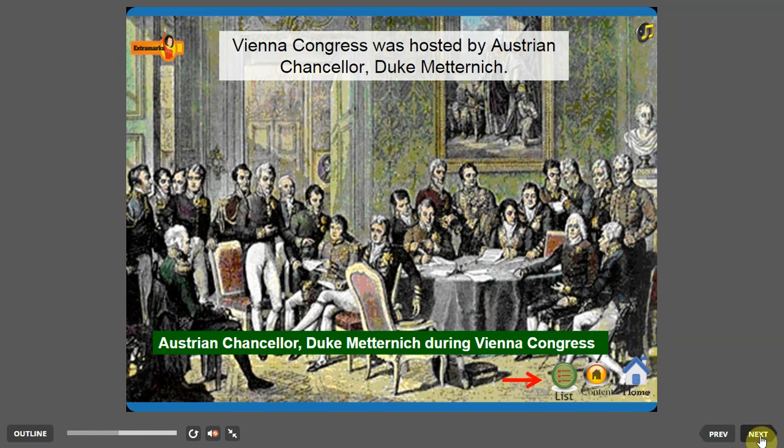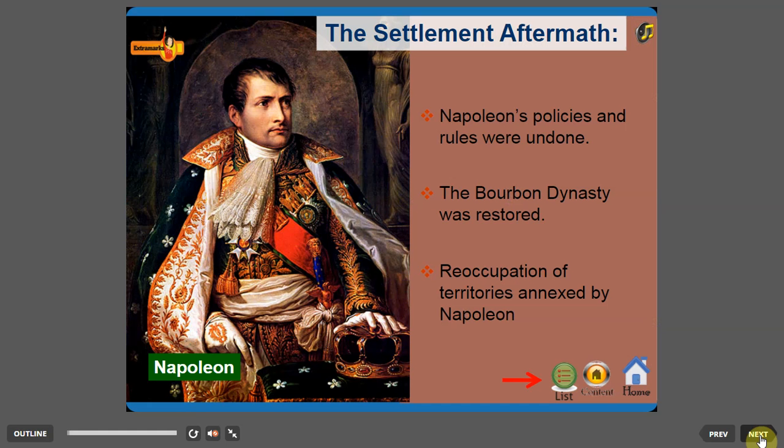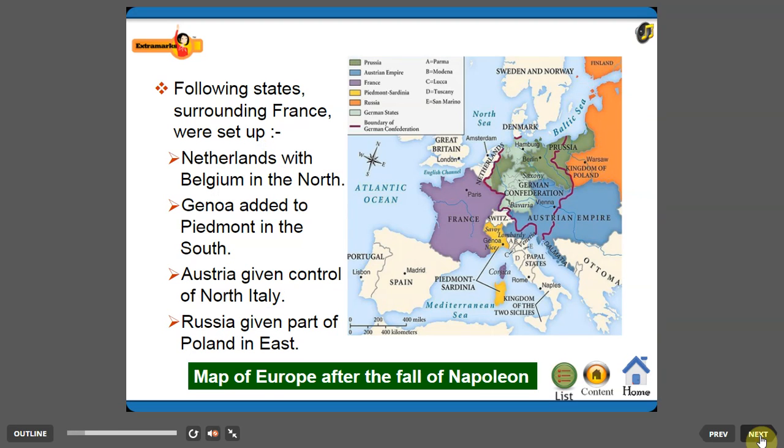Now, the Vienna Congress was hosted by the Austrian Chancellor Duke Metternich. In this photograph it's clear. Now, the settlement aftermath. After this Vienna agreement, Napoleon's policies and rules were undone. The Bourbon dynasty was restored in France, and territories which were annexed by Napoleon were reoccupied.